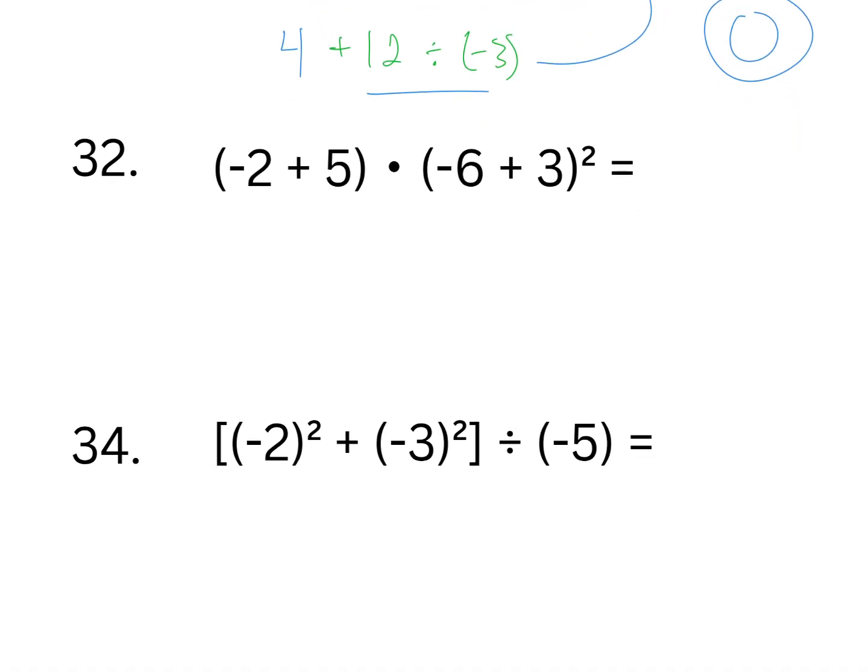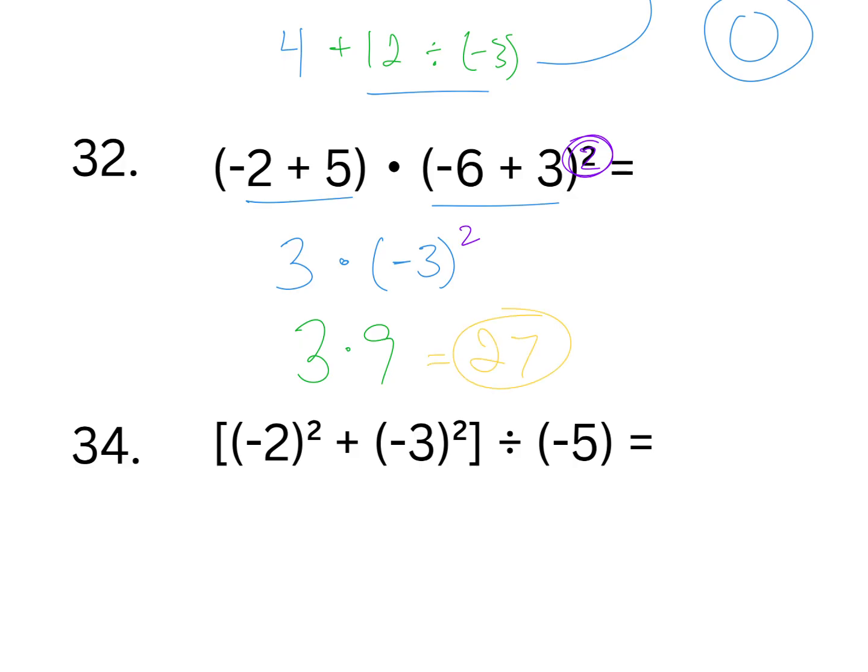Negative 2 plus 5. Well, that's inside parentheses. We do parentheses first, so that's 3. Times, we can do what's inside those parentheses. That's negative 3. But do not forget that this is being squared. So we're going to do that next. So we have 3 times 9 is 27. Where did I get 9? That's negative 3 squared.